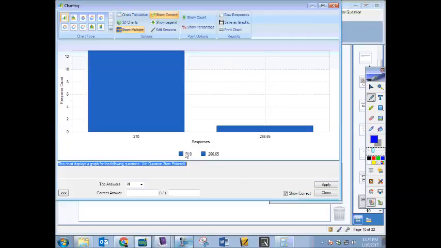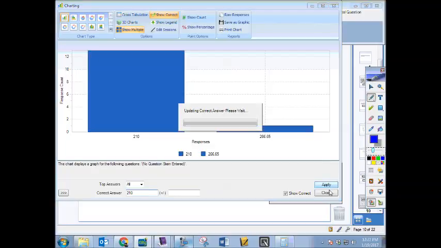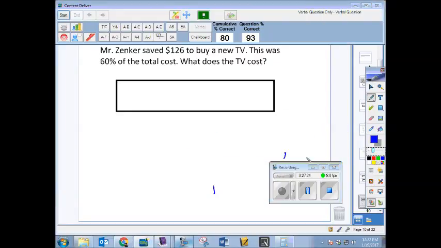Everybody listen. So let's see how we did. Everybody got it right here except for one. The answer is 210. Now let's talk about how we got 210. Now the one person better be paying attention. Hopefully we can figure out what their mistake was here.